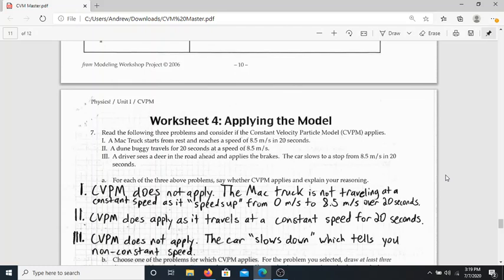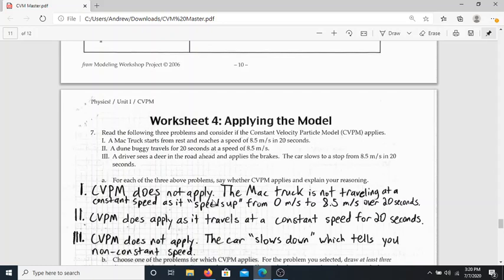All right, now what we find out is that right away, this is not a constant velocity, because the Mack truck has a different velocity from when it starts and when it ends. And when we go into our next unit, we're going to start to see the tools that we can use to look at something whose motion is changing, because in this case, the Mack truck is speeding up. All right, so for number 1, it does not apply. There is no constant velocity model here.